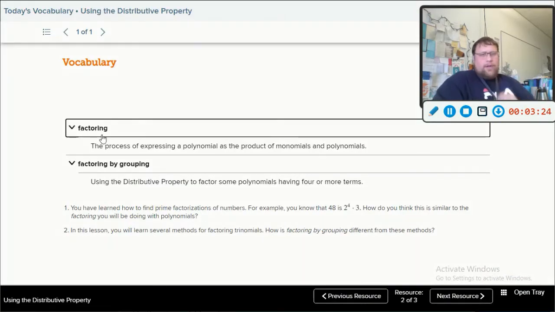Okay, let's do this. Factoring is the process of expressing a polynomial as a product of monomials and polynomials, and factoring by grouping is what we're really going to be doing today, using the distributive property to factor some polynomials having 4 or more terms. Pause this as needed. I'm moving on. Ready, set. We're going to roll on to the next.